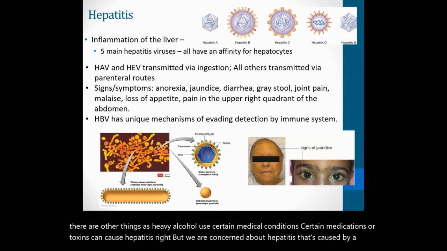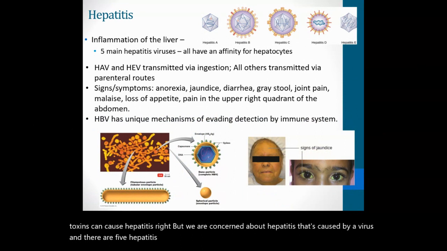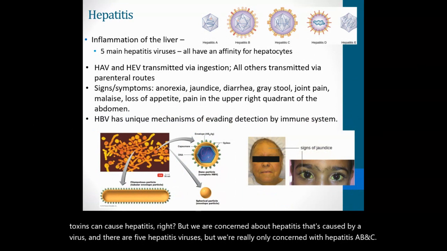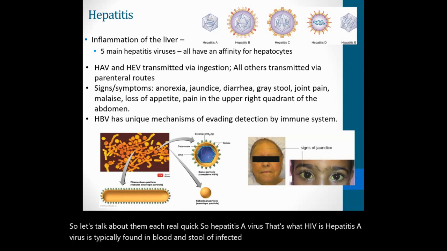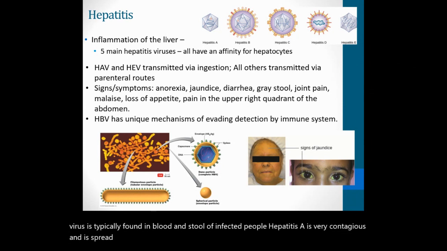And there are 5 hepatitis viruses, but we're really only concerned with hepatitis A, B, and C. So let's talk about them each real quick. So hepatitis A virus, that's what HAV is, is typically found in blood and stool of infected people. Hepatitis A is very contagious and is spread by ingestion.